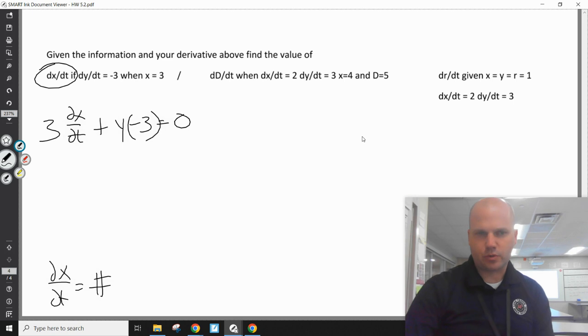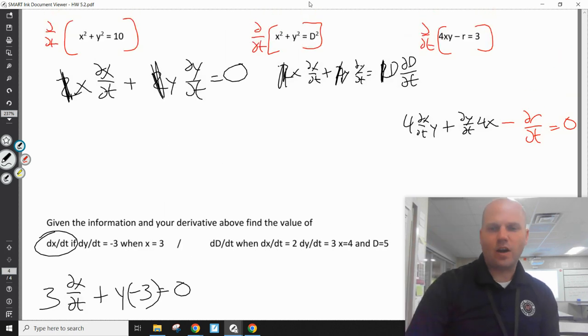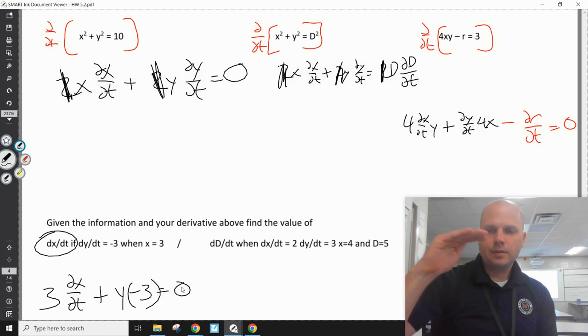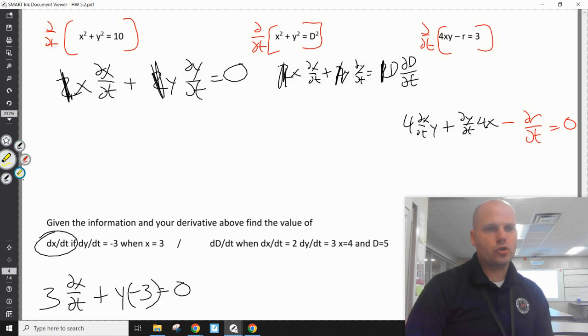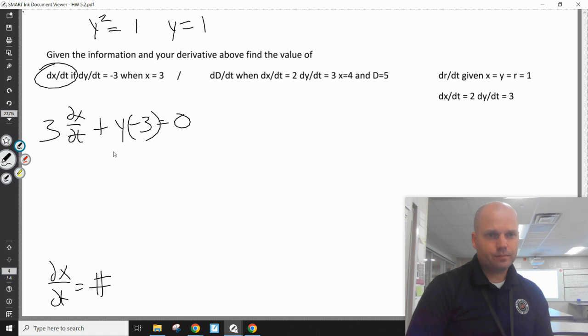Okay, it might be like a multiple choice question. And you're like, well, I don't have numerical answers. I want y. So how do we find y? And this is a common theme for this entire lesson. Use your original equation. Your original equation is there to help you find missing values. If x is 3, you get 9 plus y squared equals 10. You get y squared equals 1. You get y equals 1. So y is 1. dx dt will equal 1.